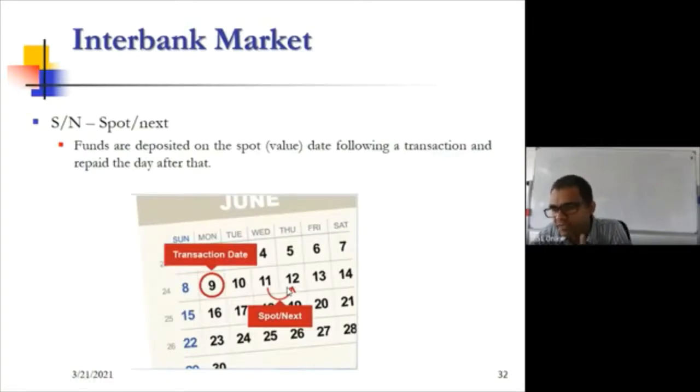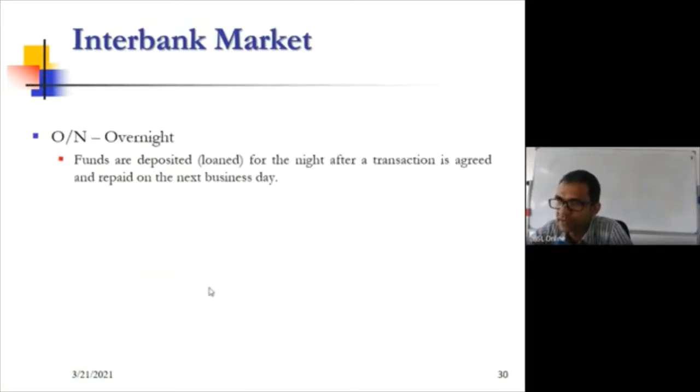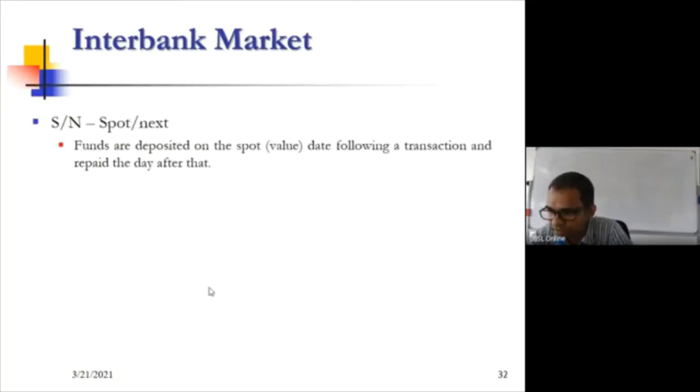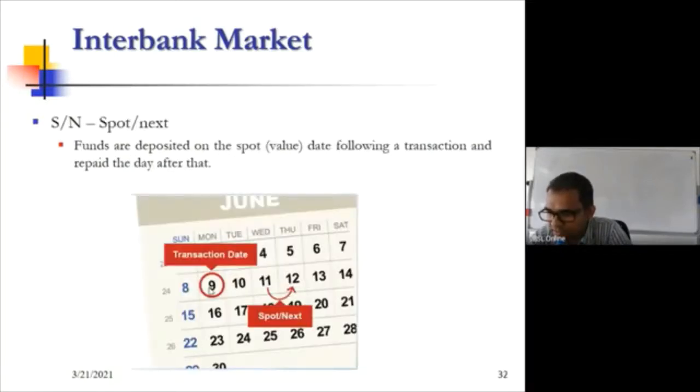The borrowing period is only 1 day. You borrowed only for a single day. But what matters is that your transaction date is the same, while the real borrowing date and the maturity date vary. Depending on that only, we classify whether it's an overnight, a Tom next, or a spot next. Clear? Any questions?